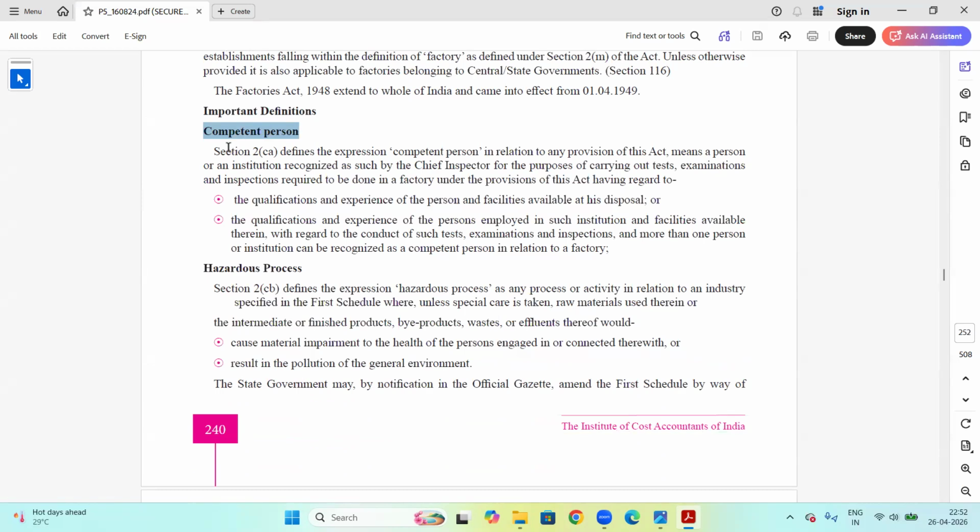Definition of competent person, you can go through. It defines the expression competent person, in relation to any provision of this Act, as a person or an institution recognized as such by the Chief Inspector for the purpose of carrying out tests, examinations and inspections required to be done in a factory under the Act.